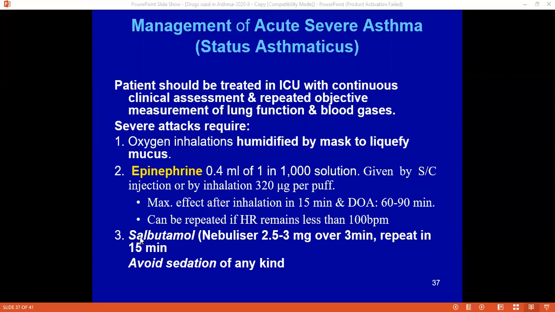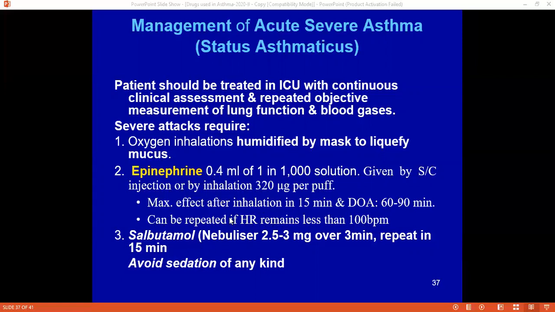And then we give salbutamol by nebulizer. Salbutamol nebulization 2.5, or 2 to 3 milligram, over 3 minutes. We can repeat in 15 minutes. Here we avoid any kind of sedation. The patient is anxious, but we do not give sedation of any kind because we have to see the response first.